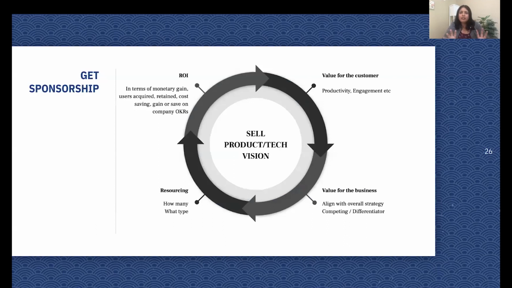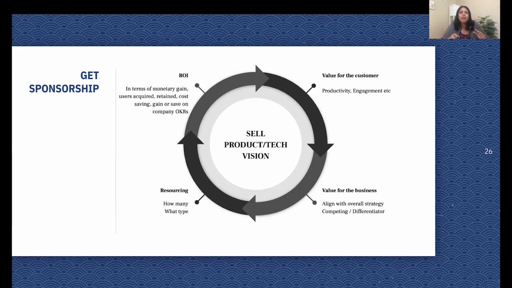Now that you've got the building blocks in place, you've got an outline of the vision, you've got an ideation of the solution, you've got data and technology aligned, you've got a prototype. Time to get sponsorship. Now is a very crucial part of any incubations, and AI is no different. You have to sell the product and the tech vision to your leadership, or whoever is sponsoring that effort.